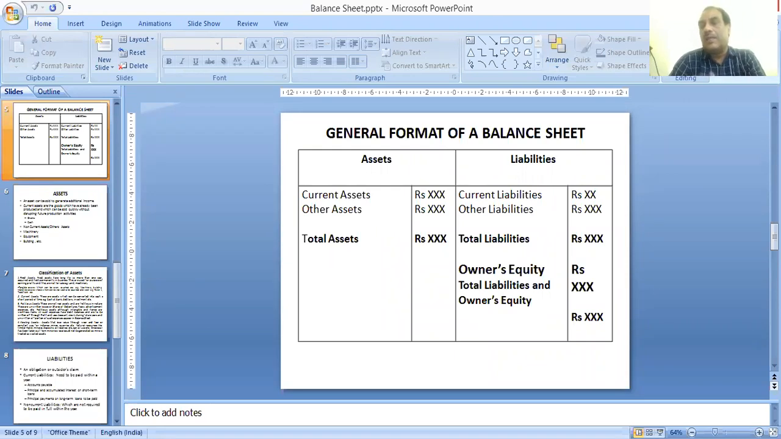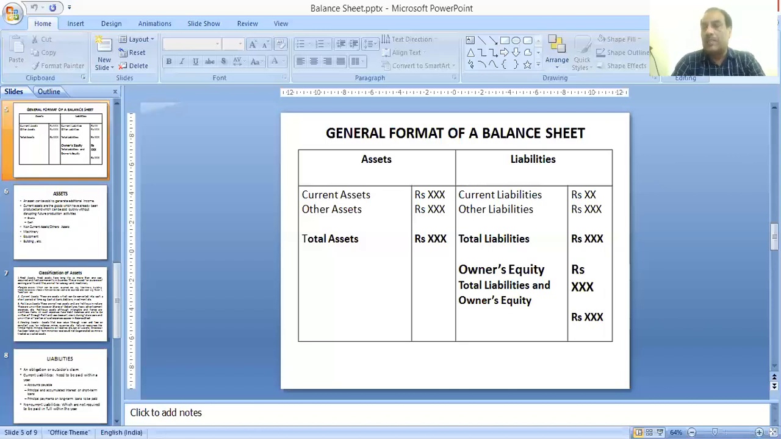Then we have liabilities, and liabilities are also of two types: current liabilities and non-current liabilities. Current liabilities are those which are to be paid within a year, and non-current liabilities are those which can go beyond a year also. And then the difference is the owner's equity. That is the difference between the assets and liabilities. Using the formula shown in the previous slide, we can calculate the owner's equity.